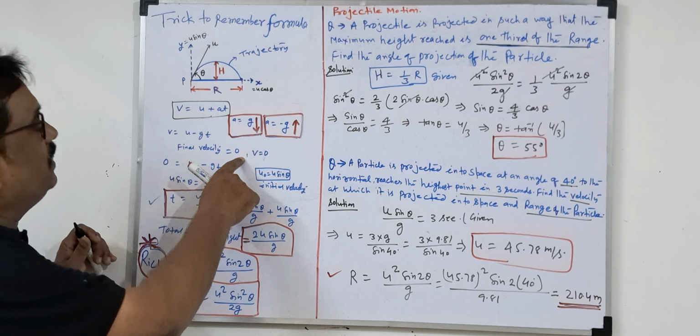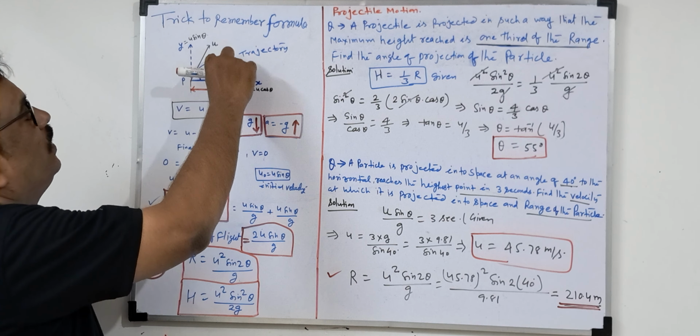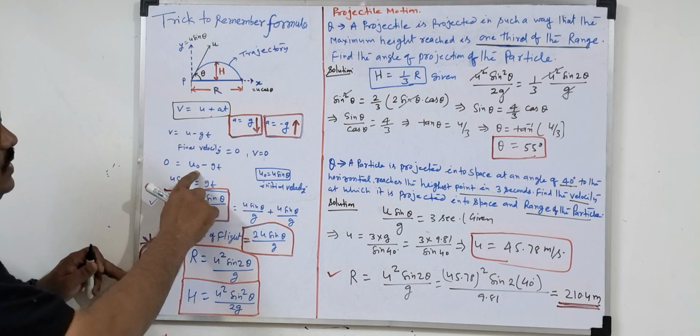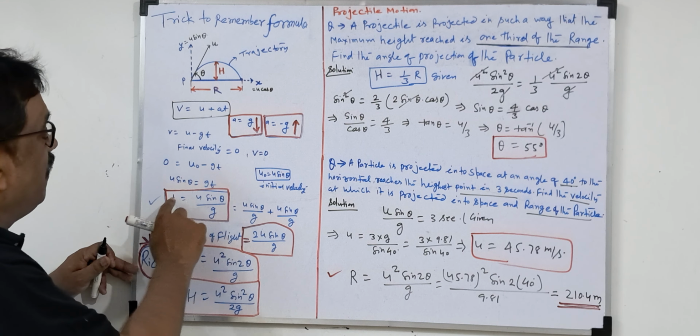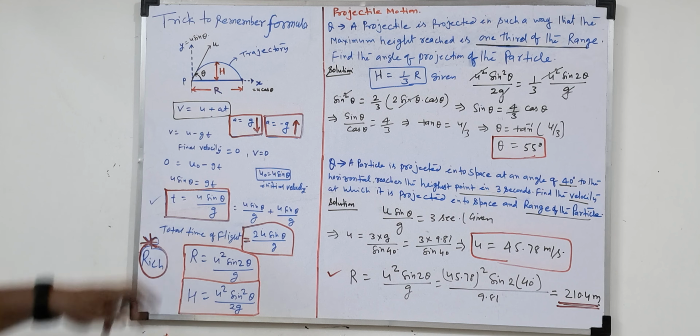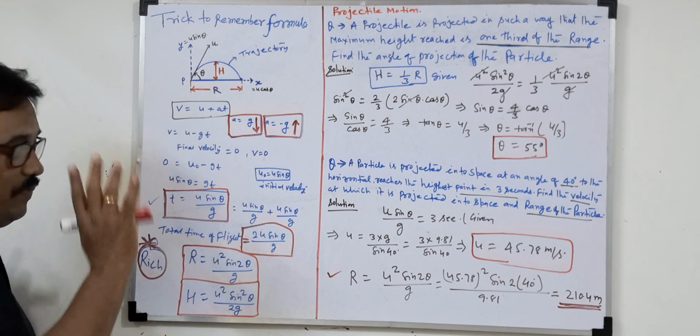So for the time to reach the maximum height, the final velocity will be 0. To reach maximum height, final velocity will be 0. Here U is the initial velocity, U sin theta. Substitute here, you will get T equal to U sin theta by g. Remember this formula this way. So time to reach the maximum height is U sin theta by g.